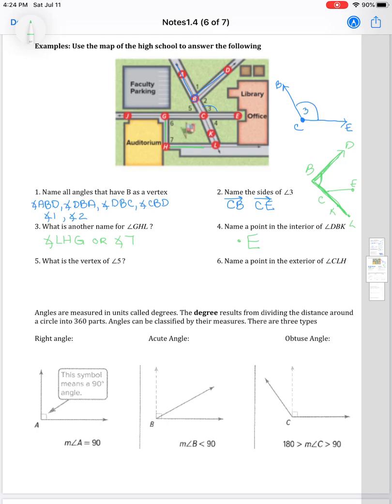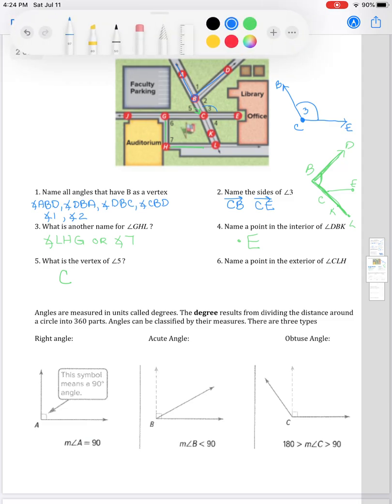So number 5 says, what is the vertex of angle 5? So you look at angle 5, it's between two lines, and you decide what letter is right in that same location, and 5 is right next to C. So C would be the vertex.